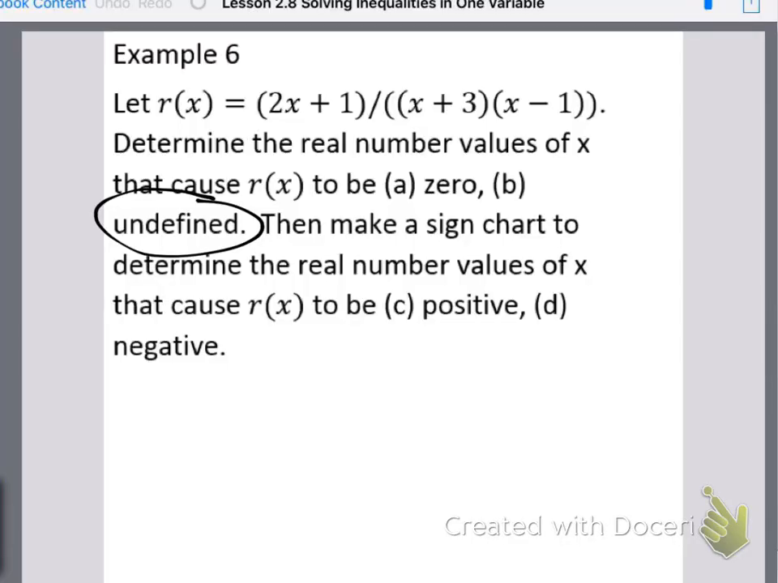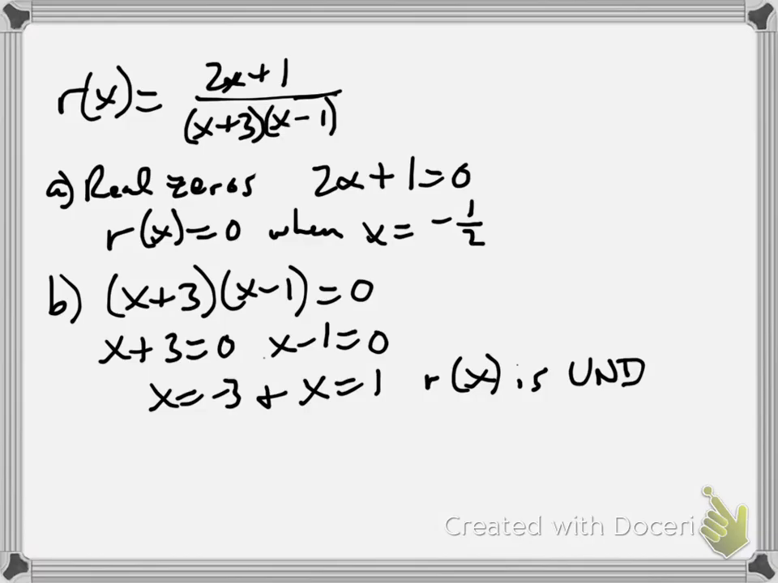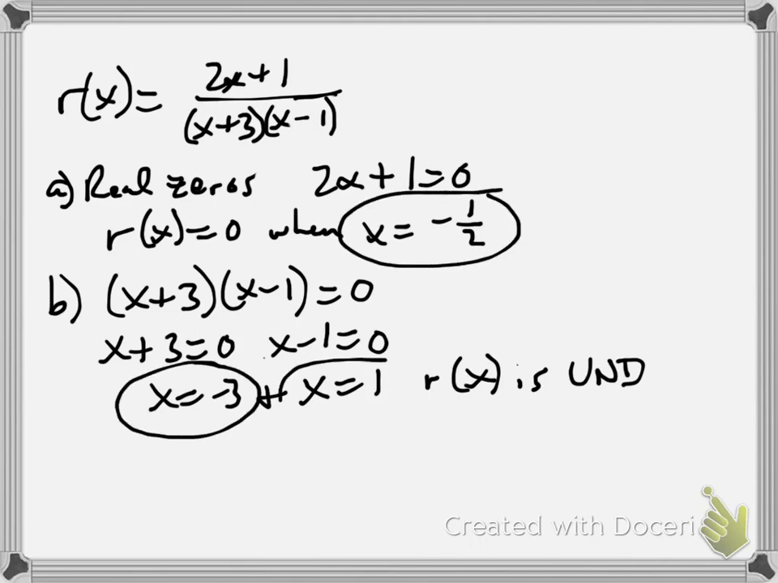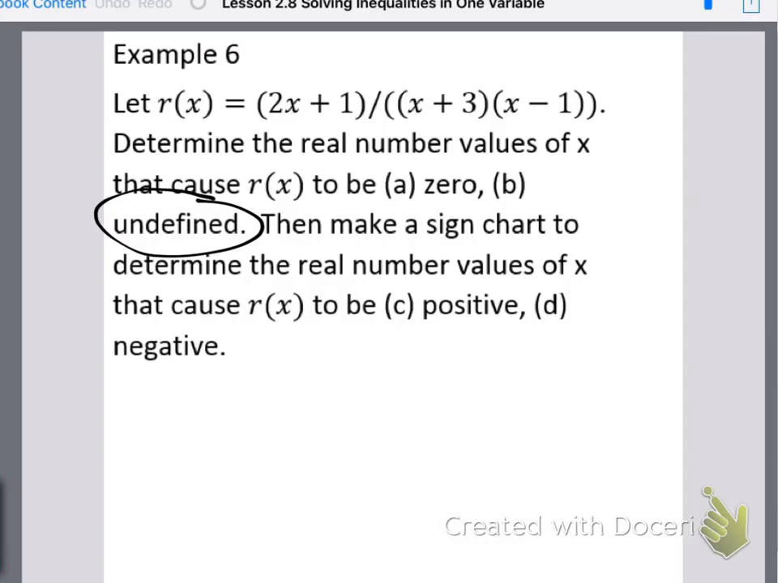Then make a sign chart to determine the real number values of x that cause r of x to be positive and negative. What we found here is that there are 3 points of potential sign change. Here they are. We'll make the sign chart right here. So I've got negative 3, negative 1/2, and 1. Actually, let's spread those out a little bit.